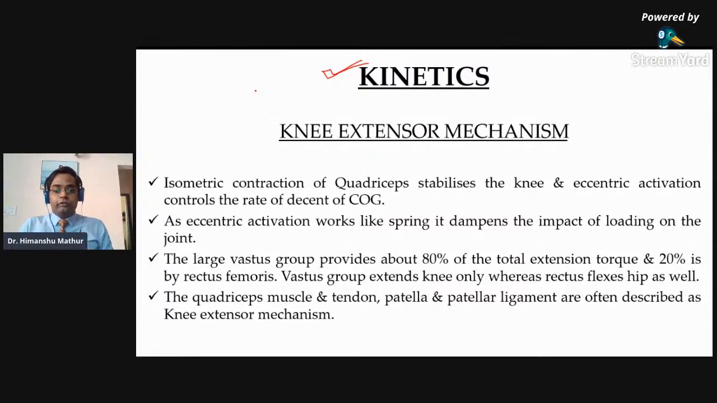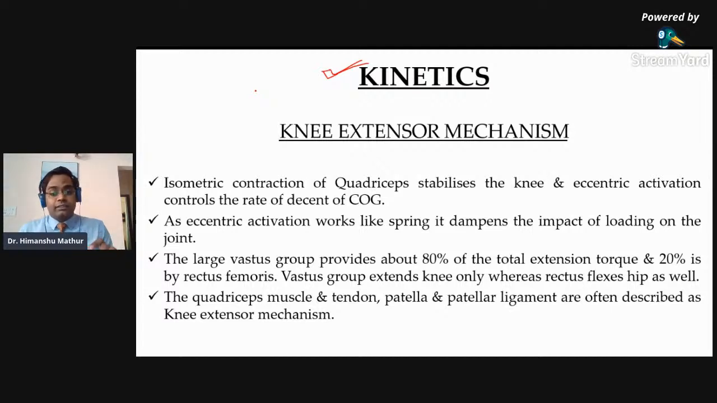So first of all, we'll be starting with the knee extensor mechanism, the isometric contraction. What is the major muscle that aids the extension of the knee? That is the quadriceps. Quadriceps has four muscles: rectus femoris, and three vastus muscles: vastus medialis, vastus lateralis, and vastus intermedius.